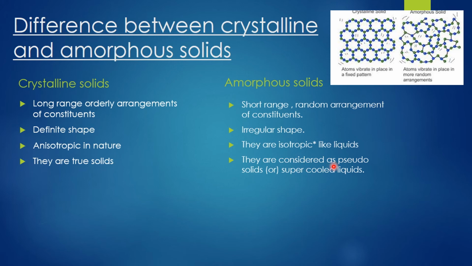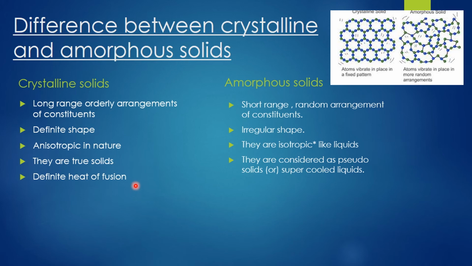That's what is called our amorphous solid. Hence it can otherwise be called a pseudo solid, or a supercooled liquid. Next, definite heat of fusion. The heat of fusion is nothing but the amount of energy required to convert 1 gram of a solid into a liquid without changing its temperature.